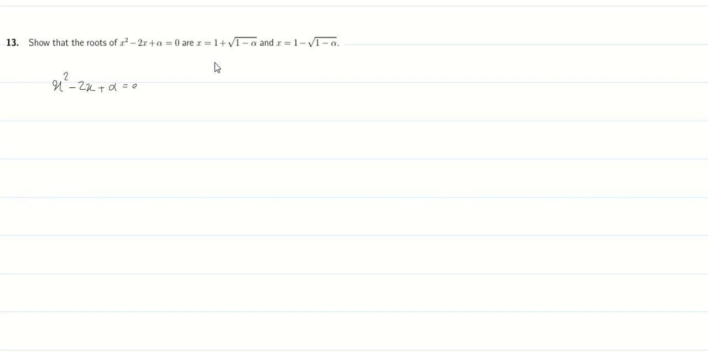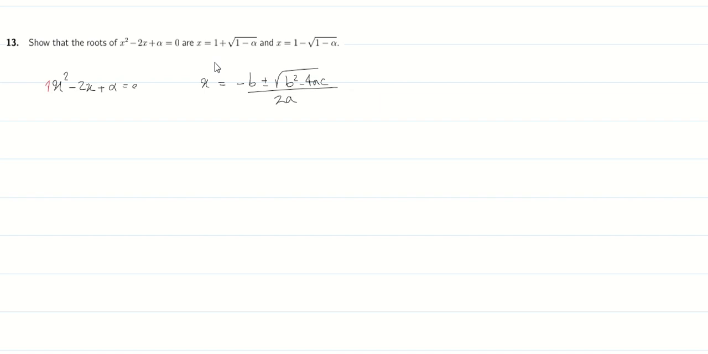Now we're going to use the quadratic formula in order to solve this equation. Based off the quadratic formula, we had x is equal to minus b plus minus the square root of b squared minus 4ac, divided by 2a. Now we're going to define our a, b, and c values in here.